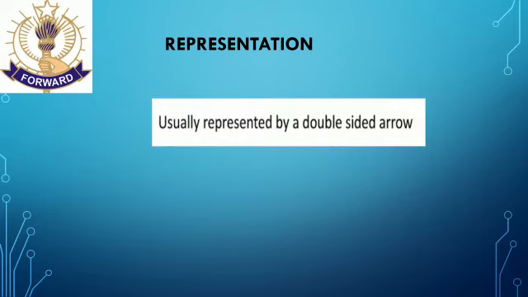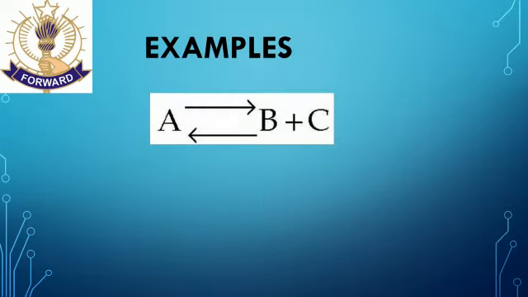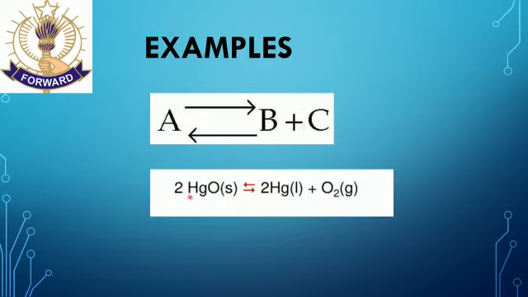Now, how can we represent a reversible reaction? Usually they are represented by double-sided arrows. For example, here we have a general reaction. When A reacts, it gives you the products B and C. So here A is the reactant and B and C are the products. And in between the reactants and products, we can see the reversible arrow, which means that reactant A converted into products B and C, while after a certain time the products B and C react back and form the reactant A.